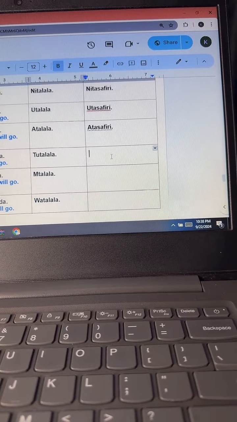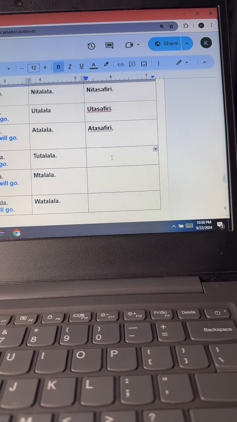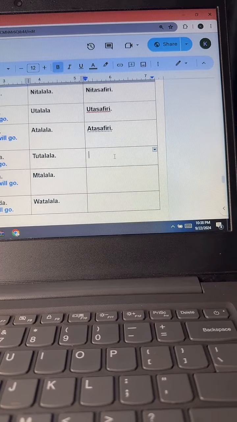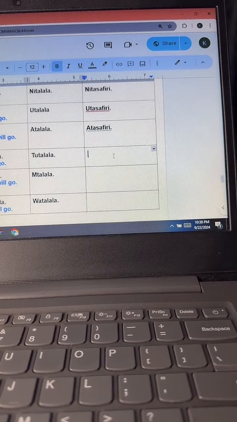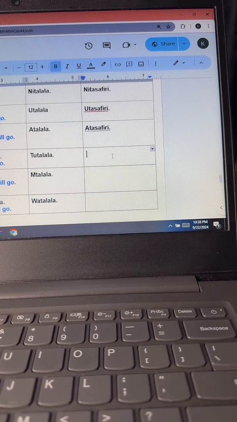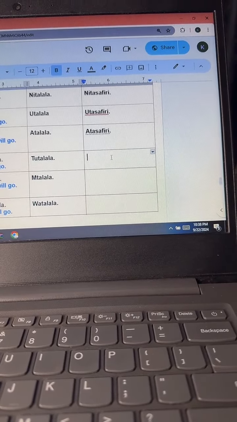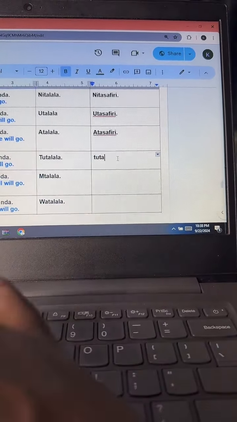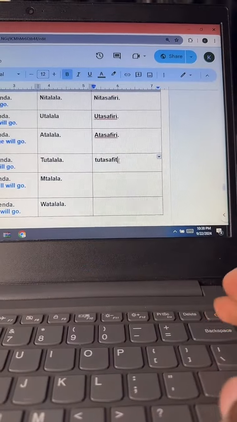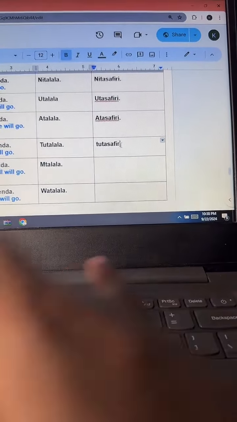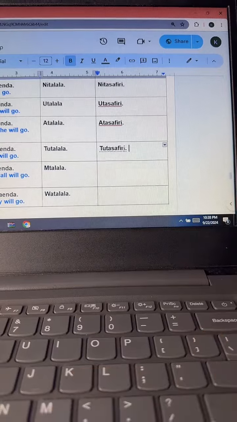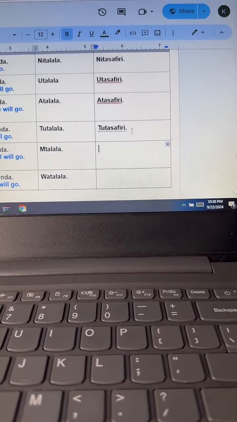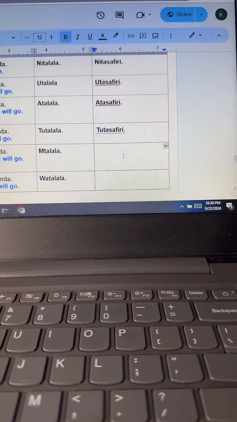Watasafiri means they will travel. But what about we will travel? Moha, tutasafiri. We will travel. Asante sana Moha. Lovely anasema tutasafiri vizuri sana. Sisi tutasafiri. We will travel. Asante sana. Queen anasema sisi tutasafiri vizuri sana.